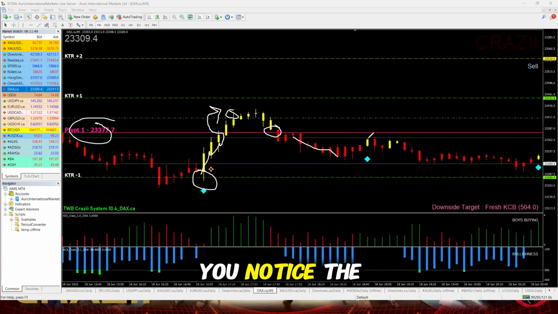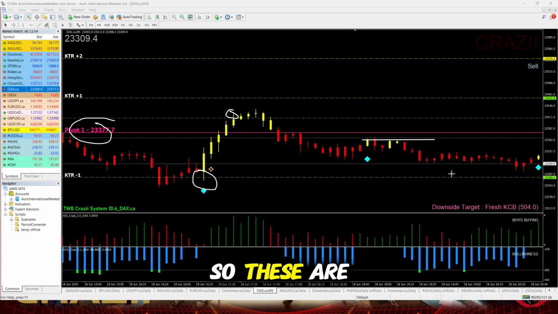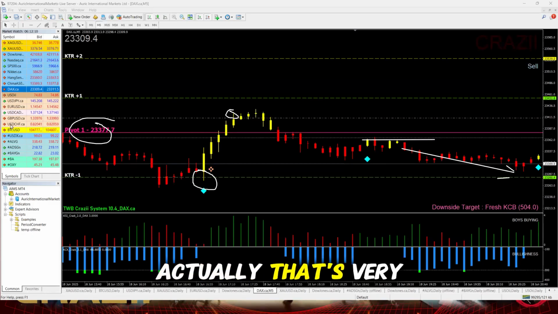And once it pulls back down, you can see the market will start to come down. After that, you notice the diamond has shaped up already. The typical diamond, the market cannot go up. Just draw a line. You can see the market just couldn't go up. So these are all the telltale signs that there will be some selling very, very soon.